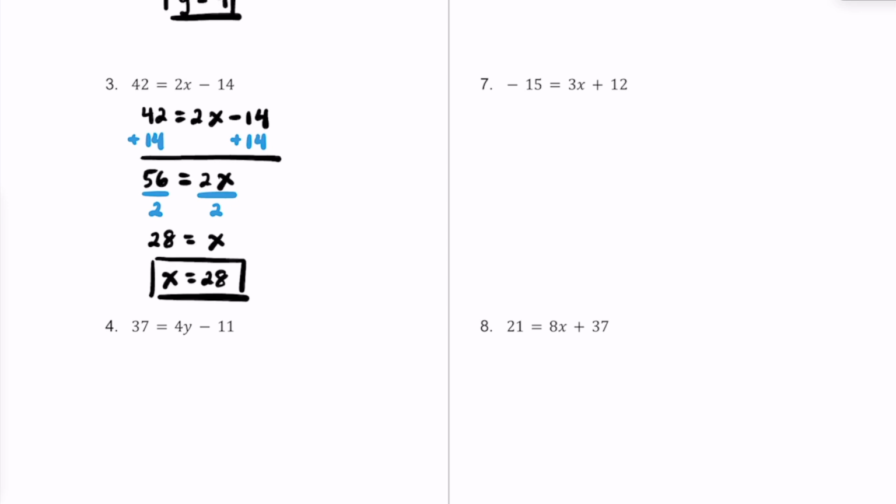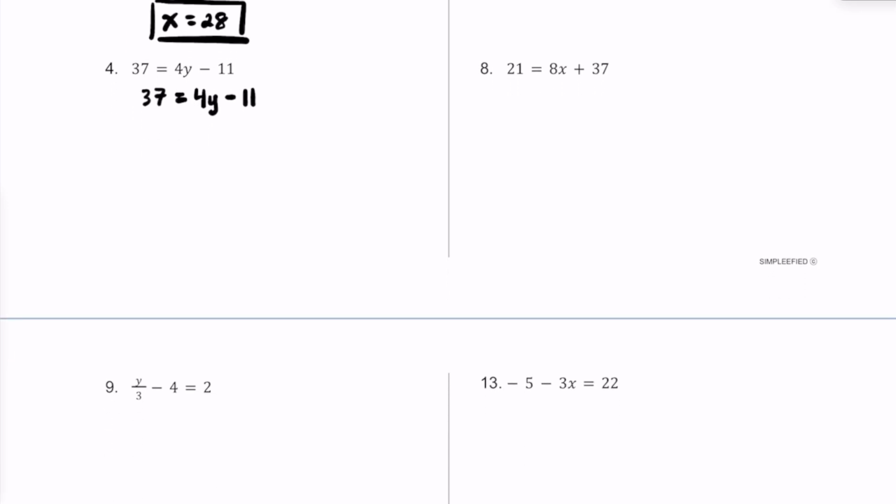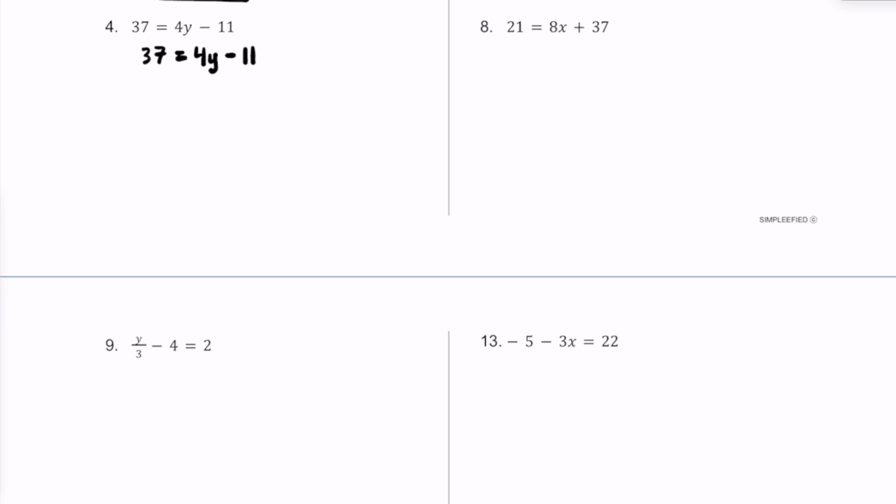For a fourth example, we have 37 is equal to 4y minus 11. So here's our original equation just rewritten, and let's go ahead and take care of the addition or subtraction. In this case, it looks like we have minus 11, so let's go ahead and add 11 to get 0. In each of these cases, we've been trying to get 0 first, then 1 for the coefficient second. So on the left side, 37 plus 11 is going to be 48 on the left side. And on the right side here, we have 4y, right? That minus 11 and plus 11 becomes 0.